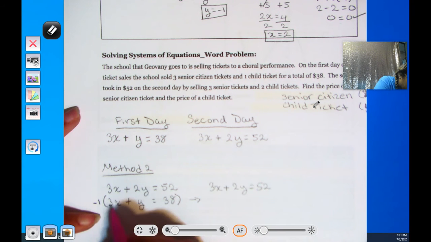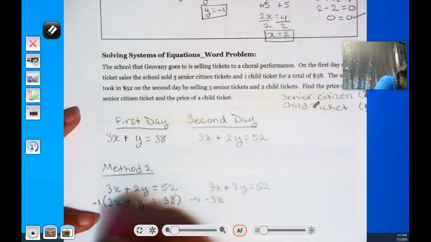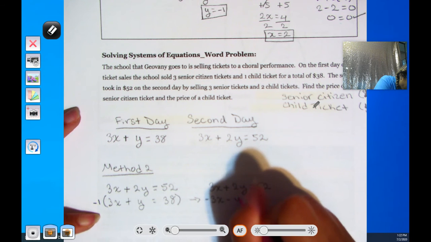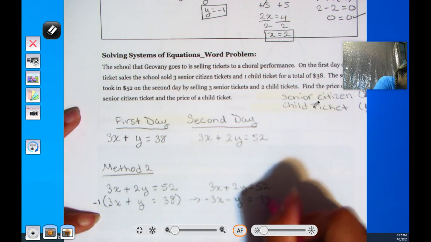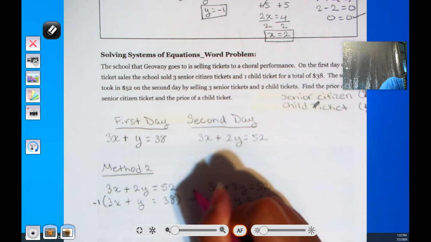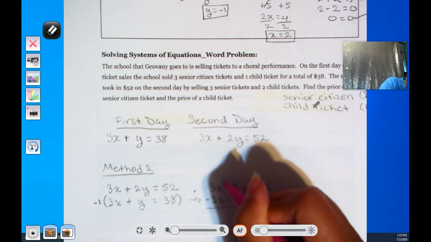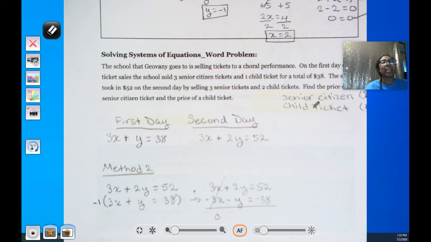But this bottom one will now be -3x. -1 times 1 is -y. And then this will be -38. Now that I have the same coefficient for my variable and opposite signs, I know I'm ready to combine them. And what will happen is when I combine, my x variable will be eliminated.